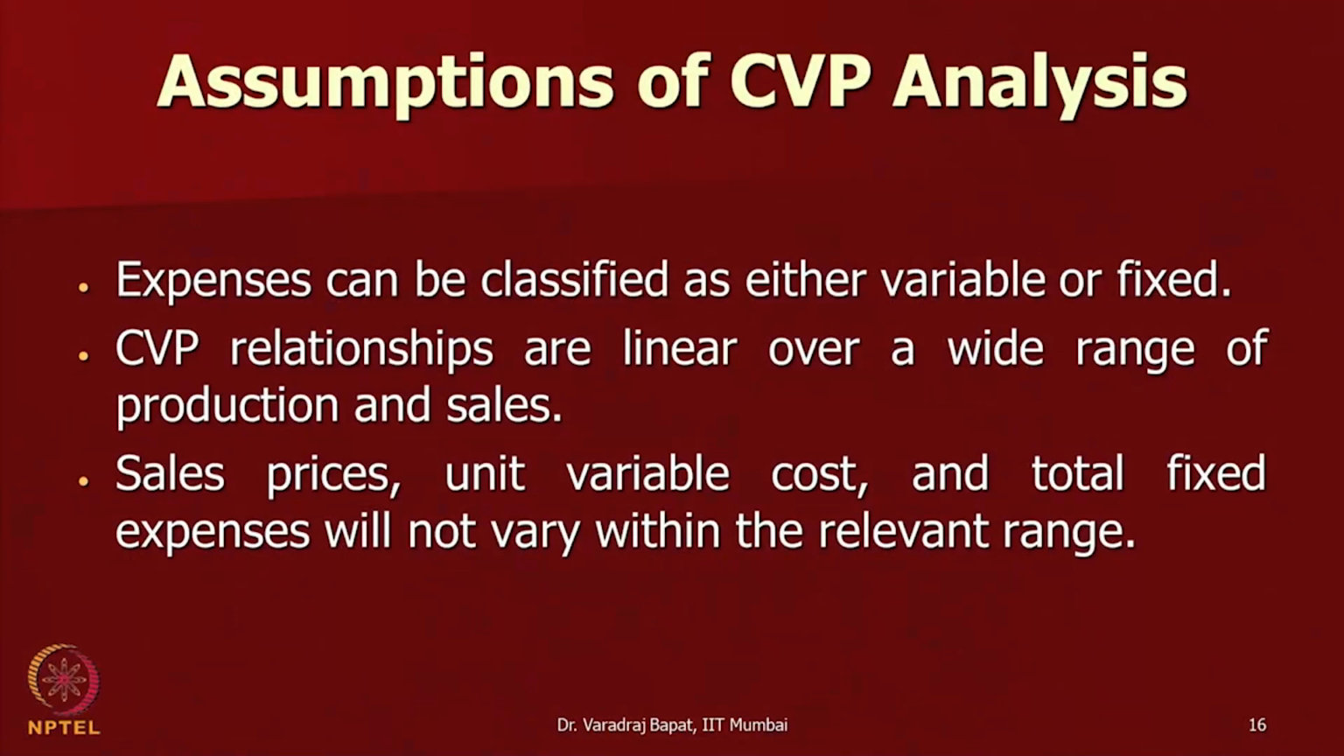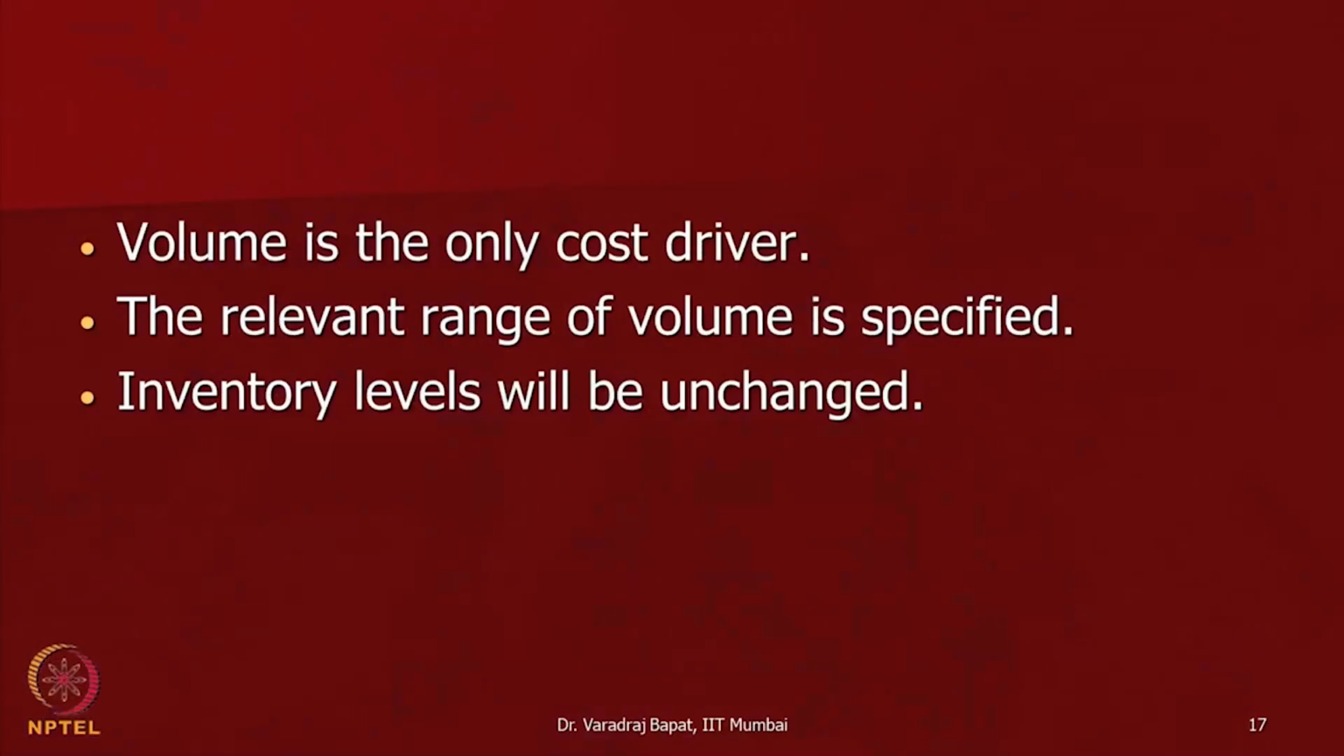Okay, so our next assumption, we have seen the first two assumptions, is that sales prices, variable costs and total fixed costs do not vary within a relevant range. Again this assumption is true for a reasonable range. The next three assumptions: volume is the only cost driver. So we do not take into account other cost changes like changes in the price levels or changes in the costs of some raw material, etc. Here we assume that costs change mainly because of volume.